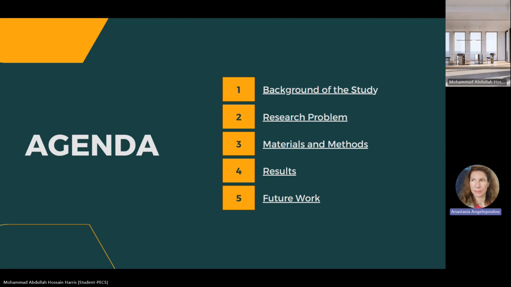Before we dig in, just a quick background of what we're talking about today. We're going to cover the background of the study, what the problem was, the materials and methods we used to solve it, the results we got, and some further work that we are planning to do in the next couple of months.